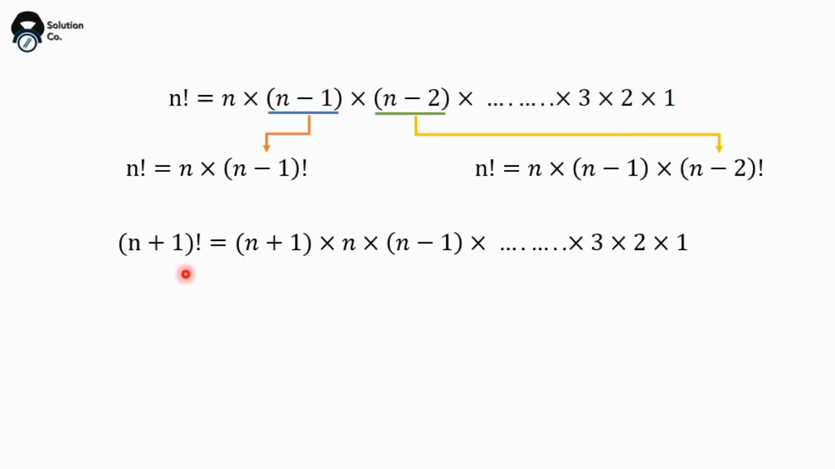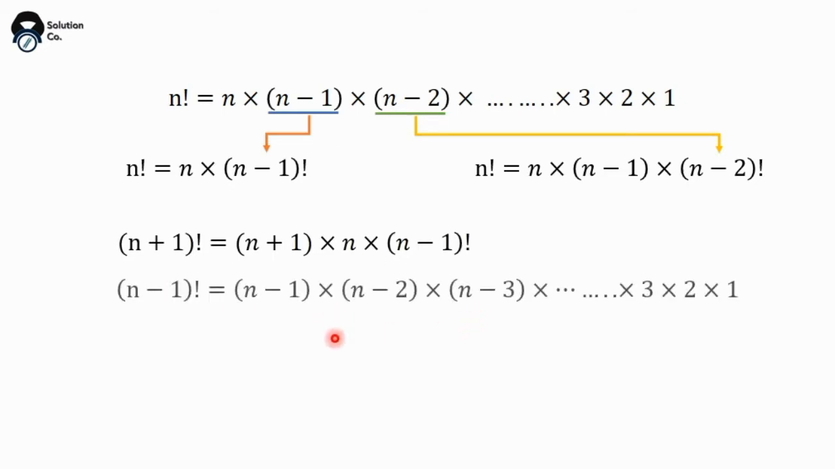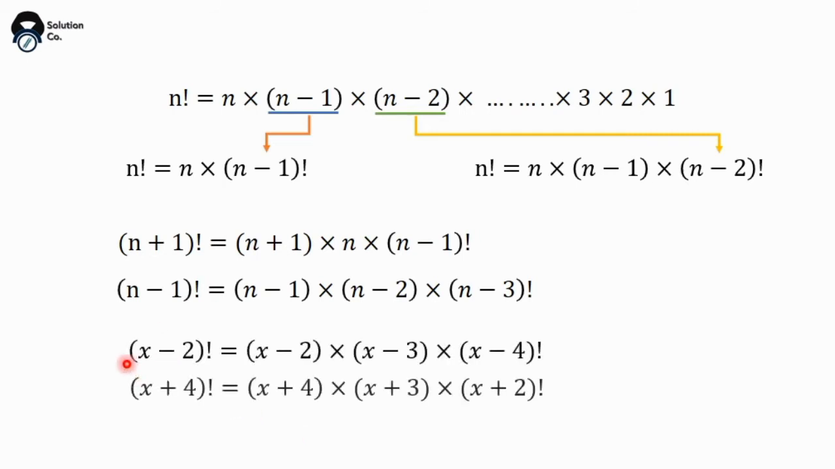So now n plus 1 factorial can be written like this: we start with the term n plus 1, then we subtract 1 from n plus 1, we get n, then we can write in simplified form, that is n minus 1 factorial. Similarly, if we start with the n minus 1 factorial term, and if we change the variable, it's the same thing.